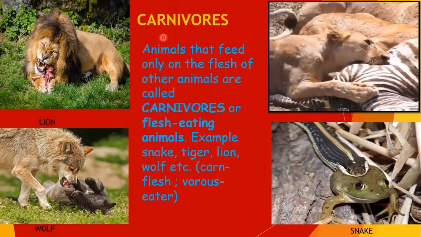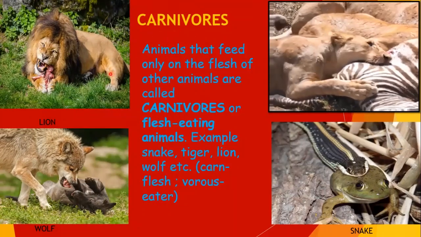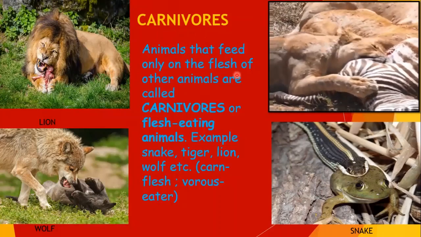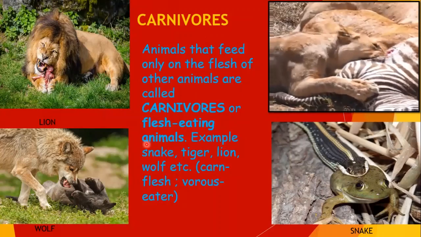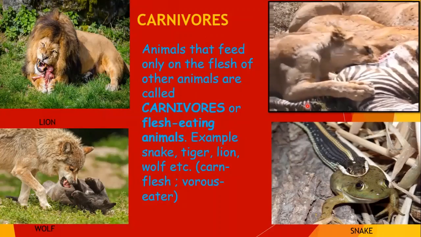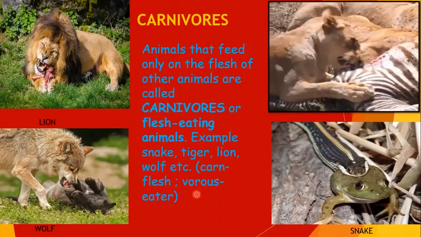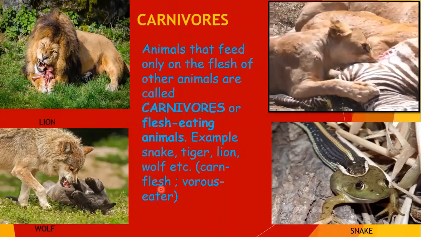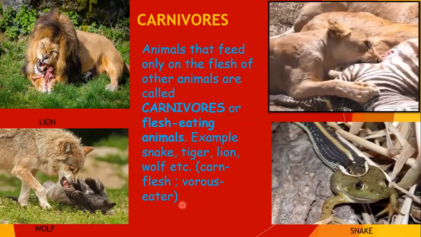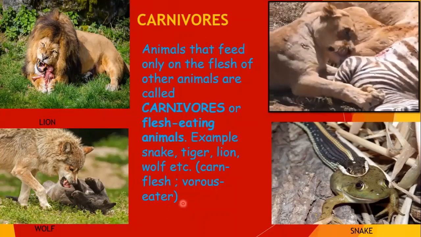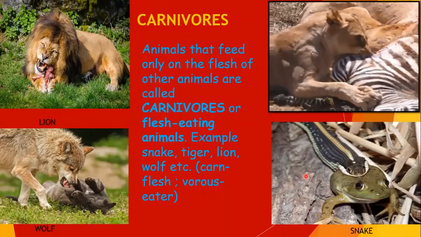Our next group is carnivores. Animals that feed only on the flesh of other animals are called carnivores or flesh-eating animals. The term carnivores is made up of two words, carn and vorus. Carn means flesh and vorus means eater. They only eat flesh. Examples are snake, tiger, lion, wolf, etc.